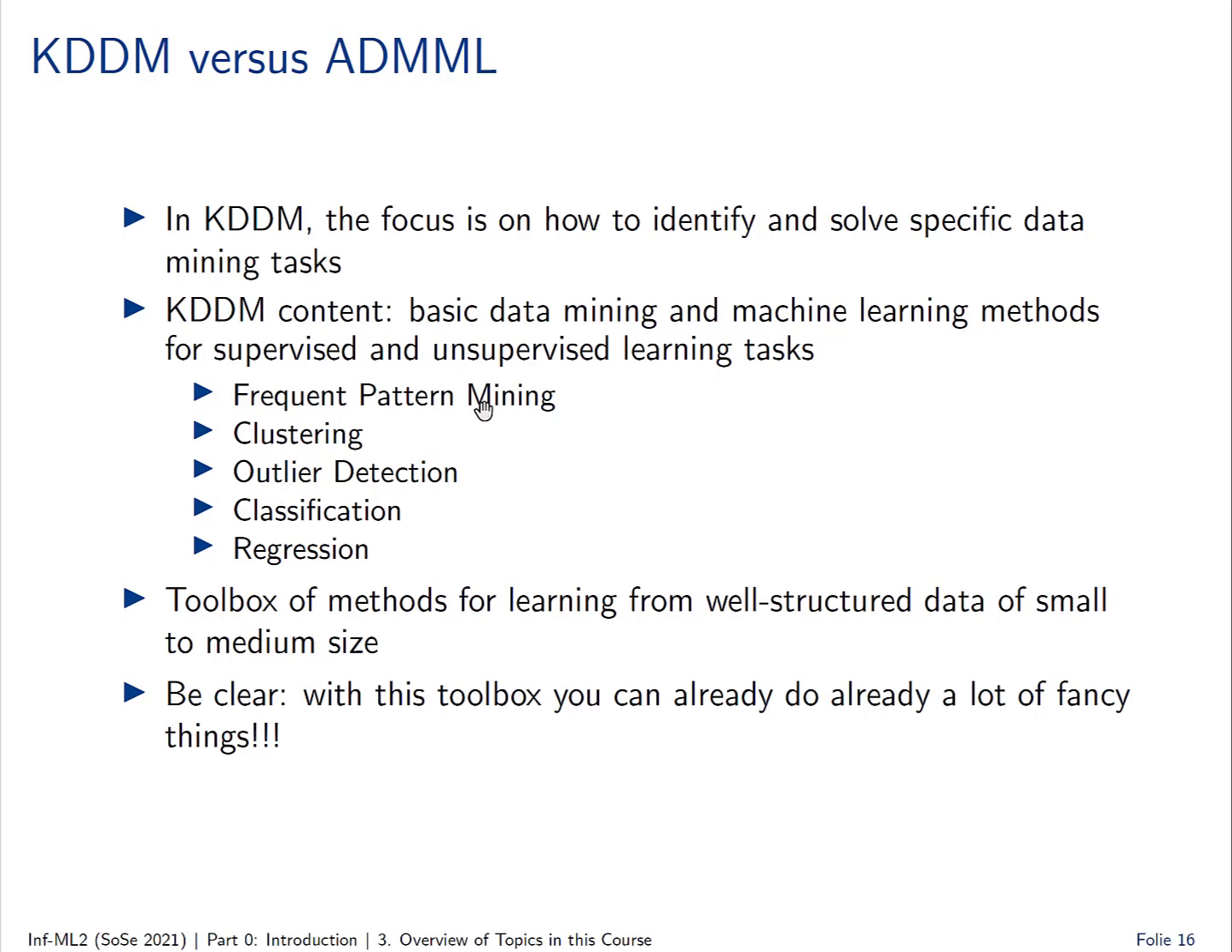So frequent pattern mining is unsupervised, clustering is unsupervised, outlier detection could be unsupervised or supervised. In the supervised case, it's more an unbalanced classification problem. Classification and regression are, of course, supervised. So what you actually get is a large toolbox of methods for solving problems in those categories.